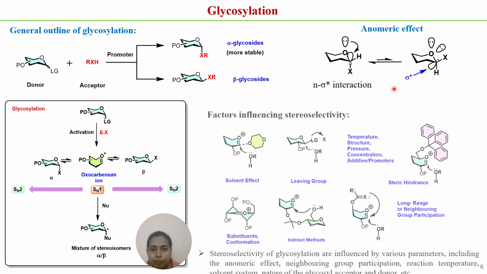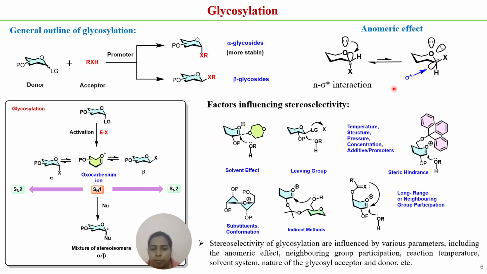anomeric effect. And the stereoselectivity of the reaction is influenced by various factors such as presence of neighboring group participation, anomeric effect, solvent effect, presence of leaving group, protecting group, and indirect approach, presence of steric hindrance, nature of glycosyl donor and acceptor, etc.